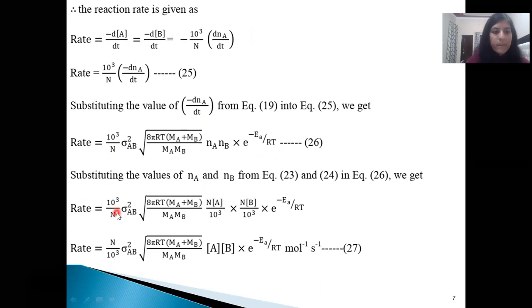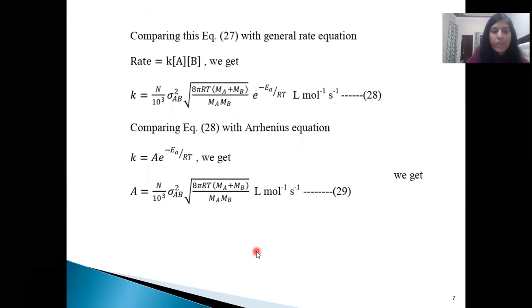We get N squared upon N sigma squared AB under root of 8 pi kT (M_A plus M_B) upon (M_A into M_B), and in place of N_A put this value, and in place of N_B put this value, and this is the frequency factor. Now this 1000 gets cancelled by this 1000, this N gets cancelled by this N, so we get this relation. Now comparing this equation with the general rate equation to find the rate constant in terms of molar concentration. So the rate for a bimolecular reaction is given by k into concentration of A into B. Then on comparing, the left hand sides of both the equations are the same.